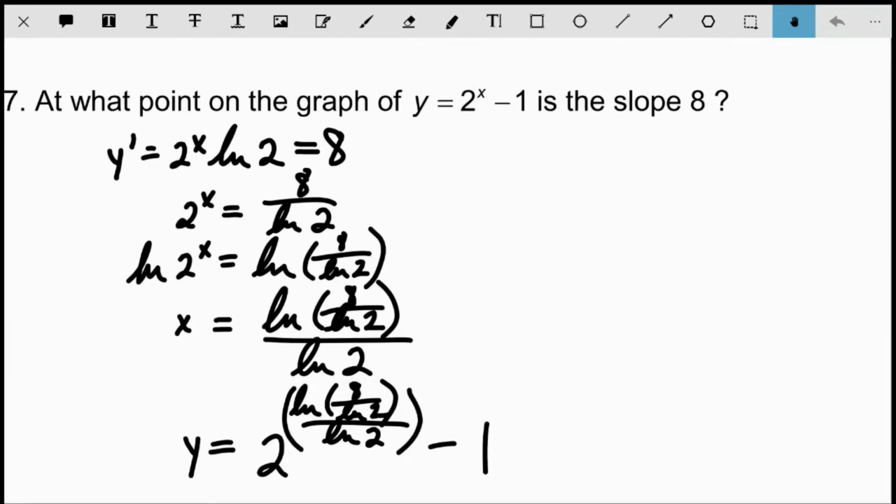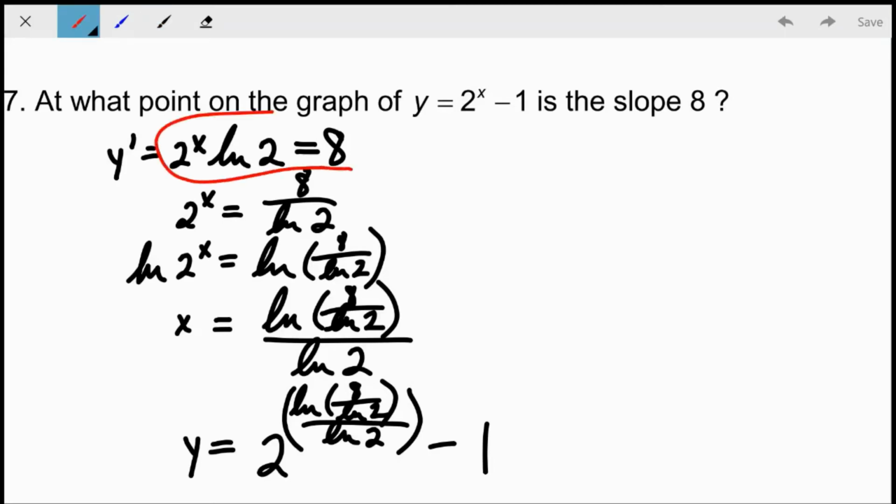Now on this next page of problems, or actually let me show you this one first. This one's kind of messy, but it's simple. The main thing that I wanted to show you here was the idea of using an exact solution. So we have 2 to the x minus 1 as our function, and they said at what point is the slope equal to 8? Well, if I want the slope to be equal to 8, I need to set the derivative equal to 8. And that's what I did here.